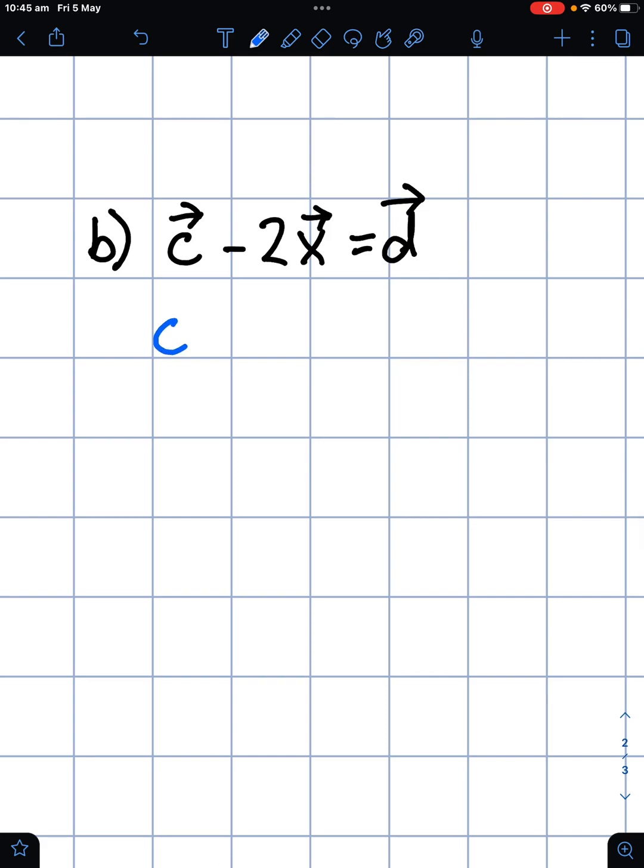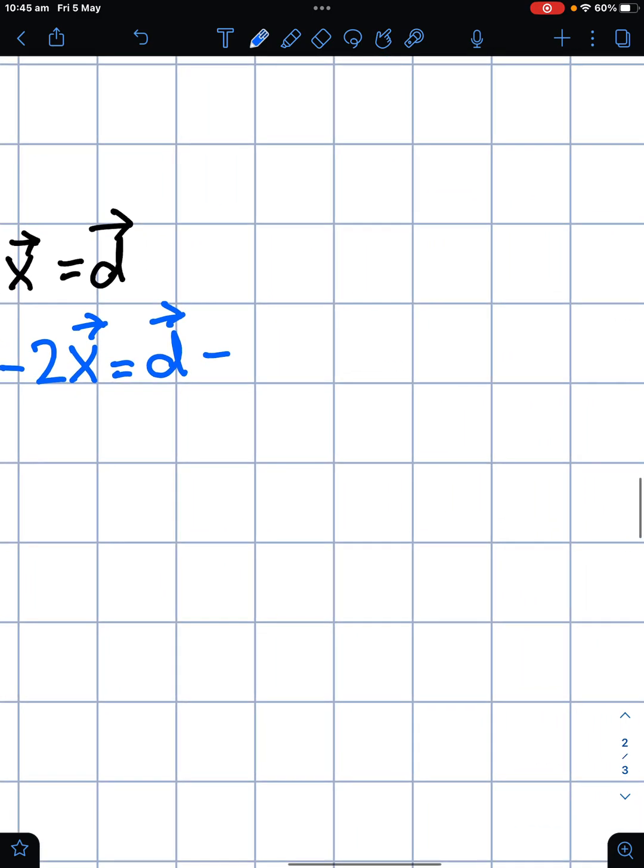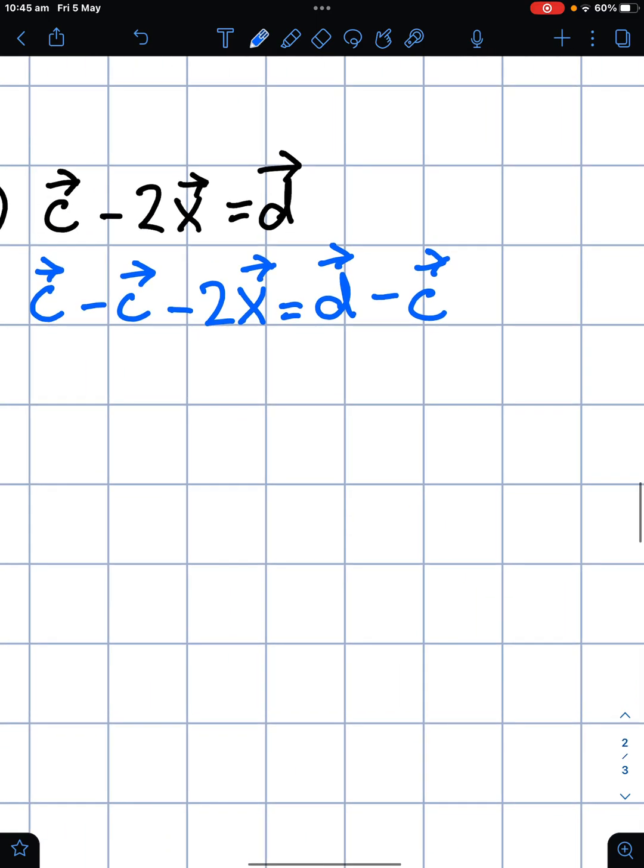So this particular one here, we're going to minus c from both sides, minus 2x. And remember that property that the order doesn't matter. So this is going to be d minus c. Okay, now I'm going to skip the 0 step on this one because that's just going to be negative 2x on this side equals d minus c.